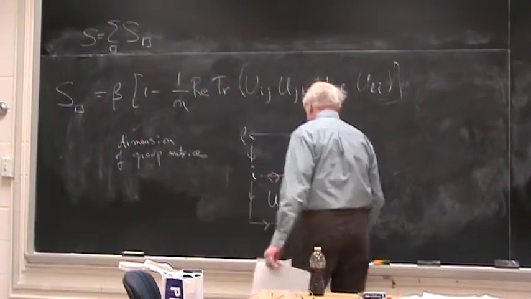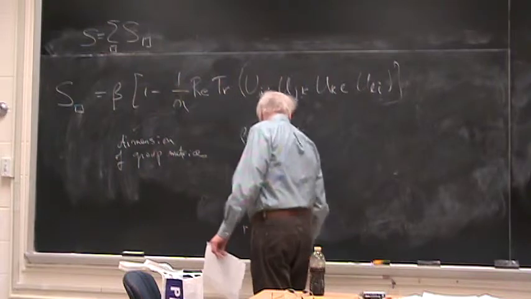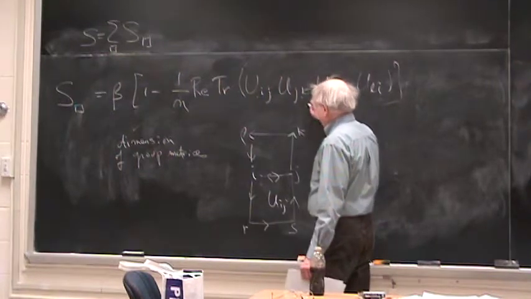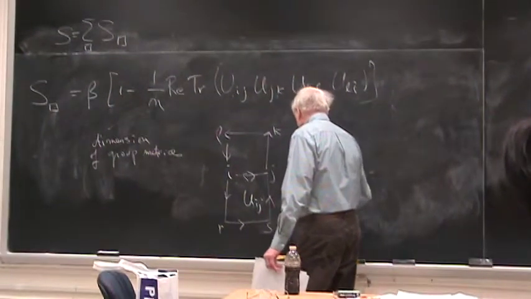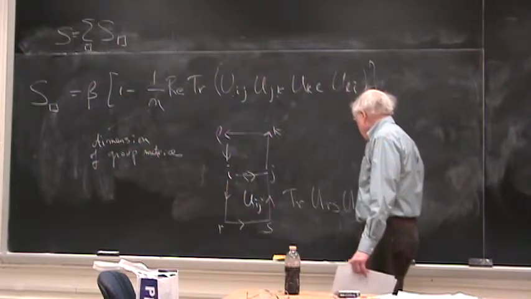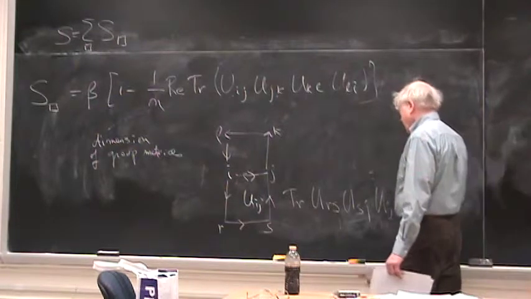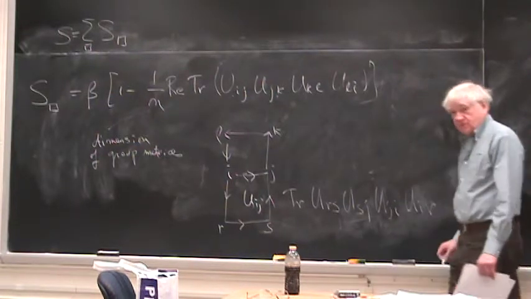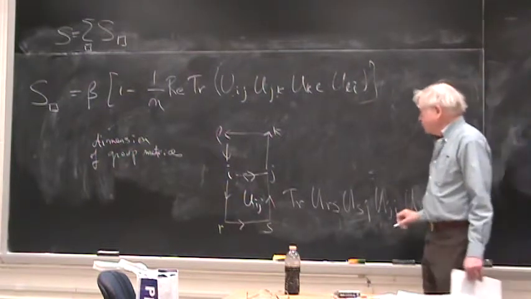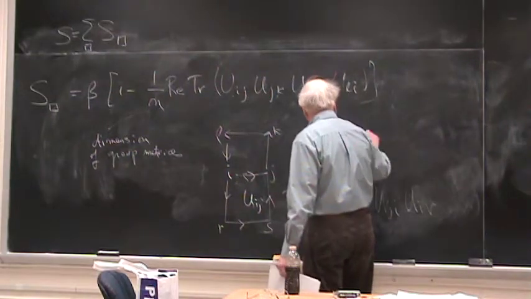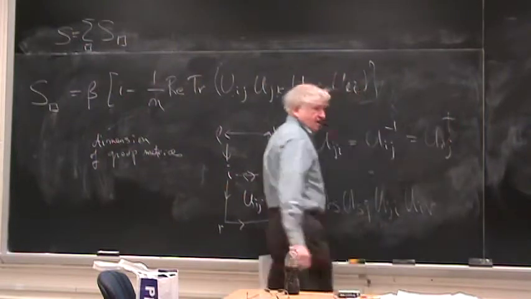So down there, what you would have would be, so that's ij. Let's just call this rs. So this is the upper plaquette. This lower plaquette would involve the trace of urs, usj, and then uji, uir. Okay? It's the same rule as this. But the difference is that uji is uij inverse, or equivalently uij adjoint.